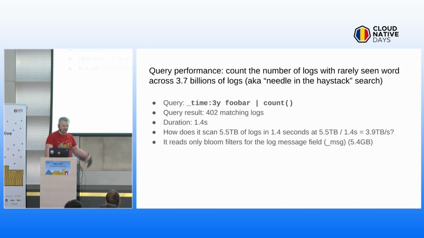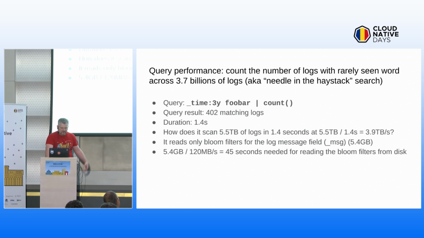The size of Bloom filters in this database currently is 5.4 gigabytes. So it just reads these 5.4 gigabytes. But if you divide this number by the disk read speed for the disk used for VictoriaLogs, you get 45 seconds. And this doesn't match our 1.2 seconds or 1.4 seconds. Why?